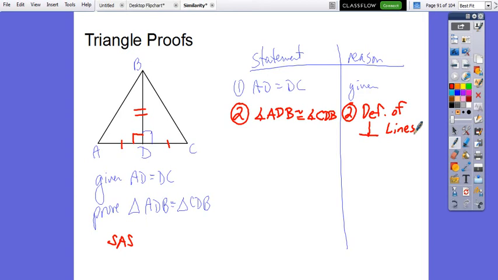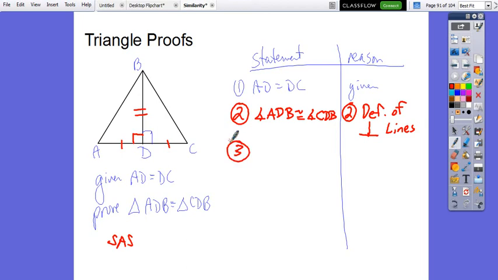And I could probably be a little more technical with this. I could say first that angle ABD and angle CBD are right angles because of definition of perpendicular lines. Then I could come back and say that these two angles are congruent by the definition of right angles, because all right angles are congruent. I'm going to skip that. I'm just going to say that they are congruent because of the definition of perpendicular lines, and they create right angles. So I'm skipping a little bit, but that's okay for right now.